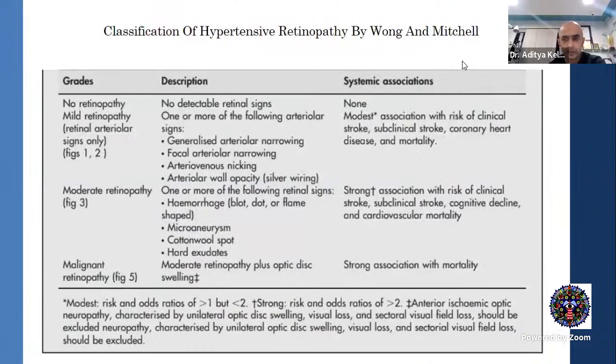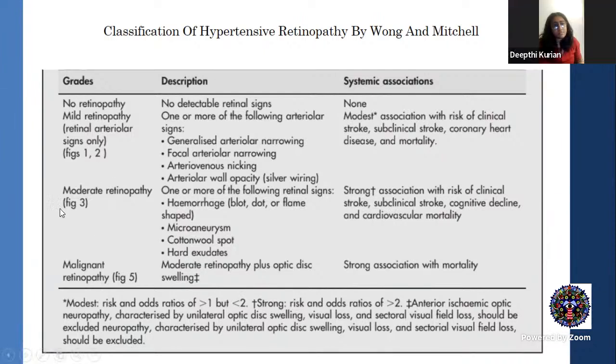So this is the classification that's going to come and help us out with this type of situation. As you understand, when there is mild retinopathy where you have only generalized or focal narrowing, it has a very modest association with risk of clinical stroke or subclinical stroke or coronary artery disease or mortality or morbidity. And the same thing would apply to renal disease too. So I think patients who have only focal narrowing or generalized narrowing should not be labeled as a contraindication for renal transplant donor.